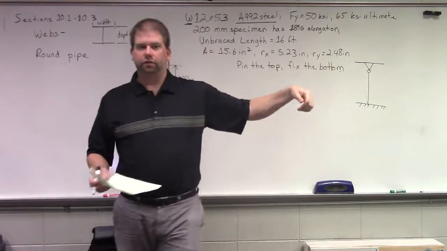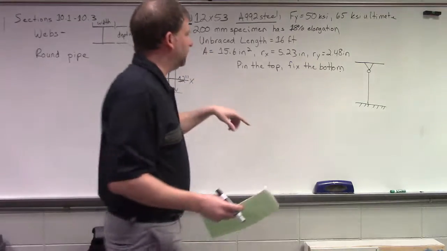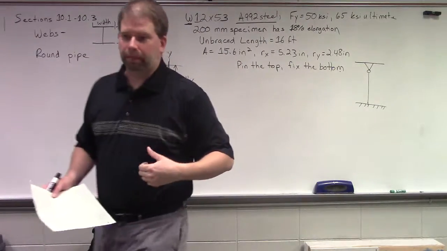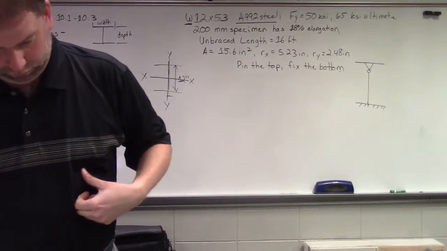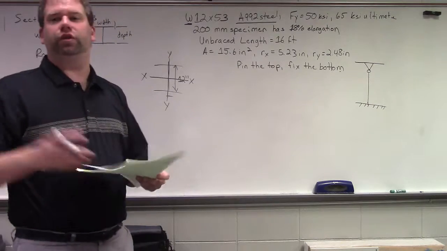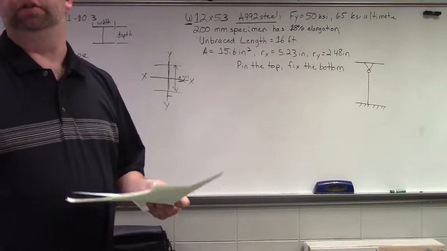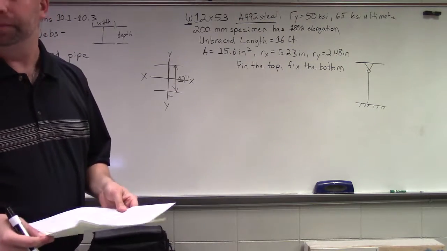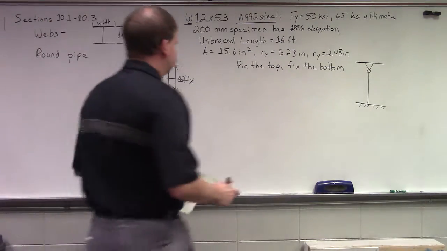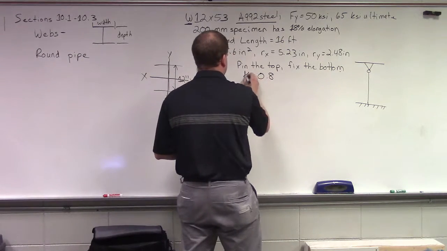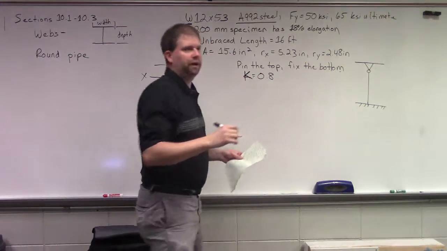If you look at Table C-A-7.1 (10.3), what does that give you for your K value? Use the one below. The theoretical isn't what we use. Use the lower values, 0.8. Use the recommended, not the theoretical.